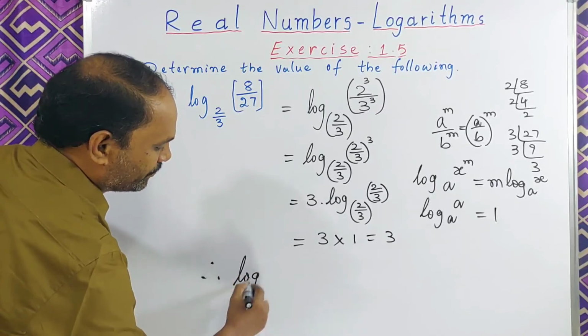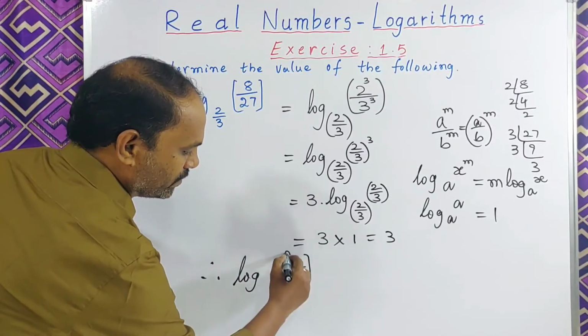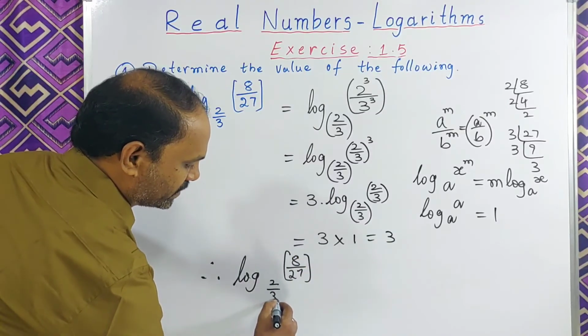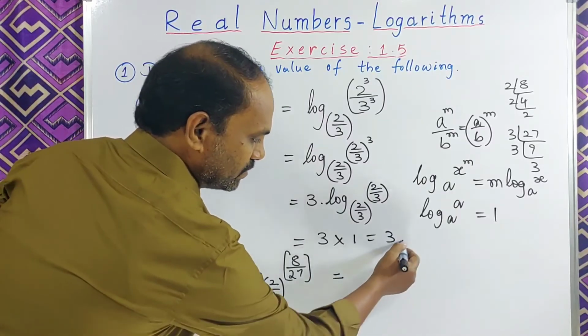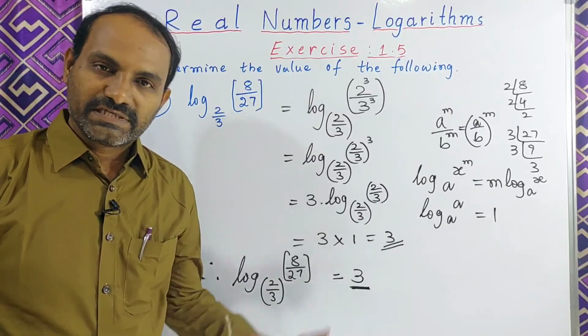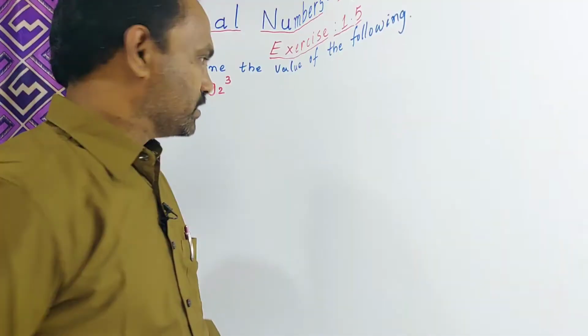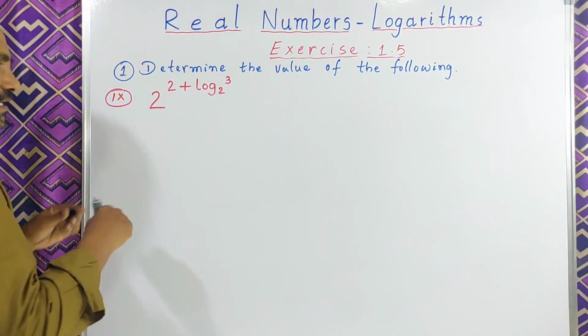Therefore, log 8 by 27 to the base 2 by 3 is equal to, what is the value of this one? 3. Is it understood? Let us check the next question. Last question in this Roman. What is the question here?